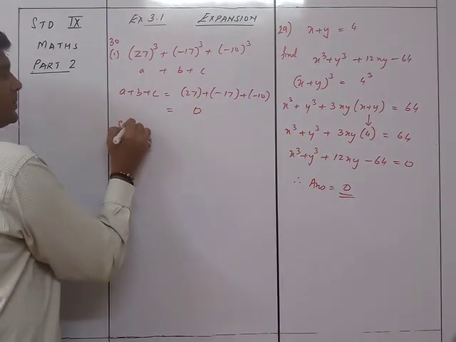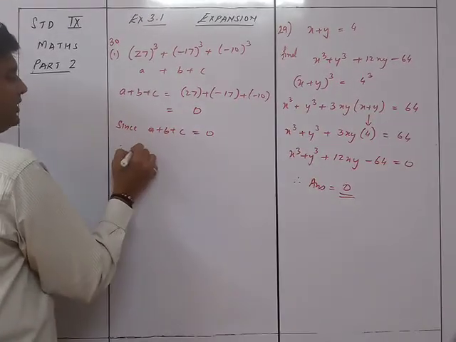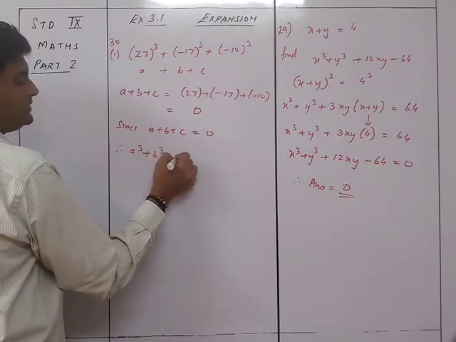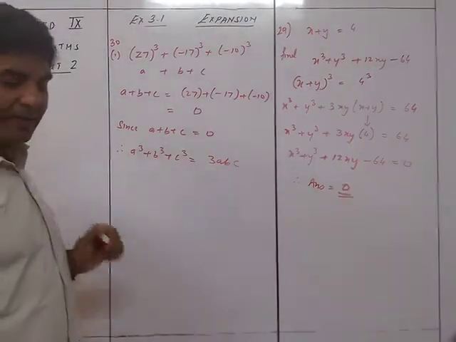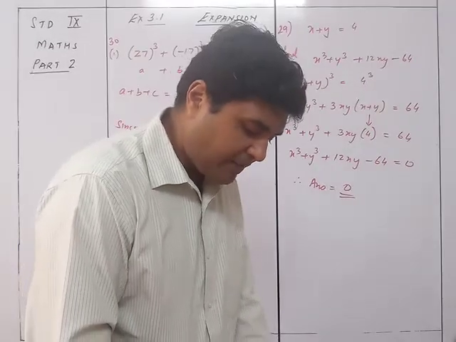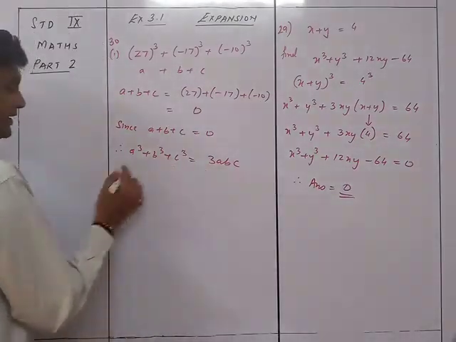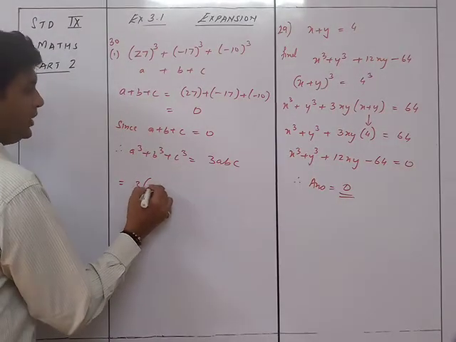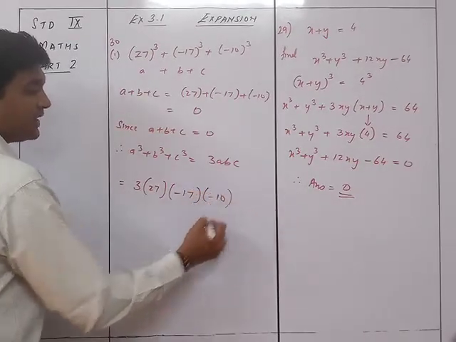Now since a plus b plus c is equal to 0, therefore a cube plus b cube plus c cube is equal to 3abc. This is the formula we have as per formula number 15. The 15th formula tells me that if a plus b plus c is equal to 0, then a cube plus b cube plus c cube is equal to 3abc. Therefore the answer is 3 into 27 into minus 17 into minus 10. That's the answer.